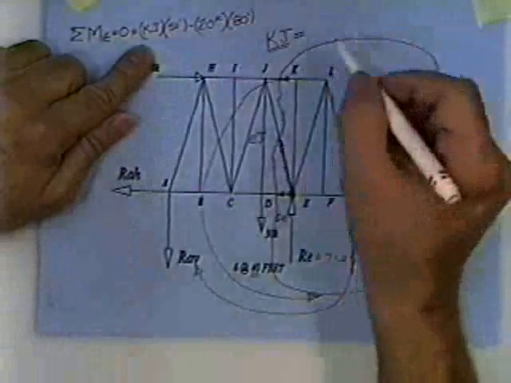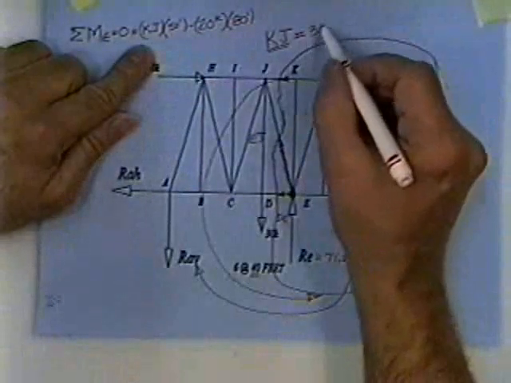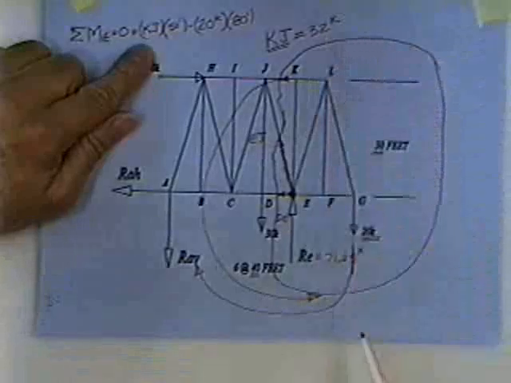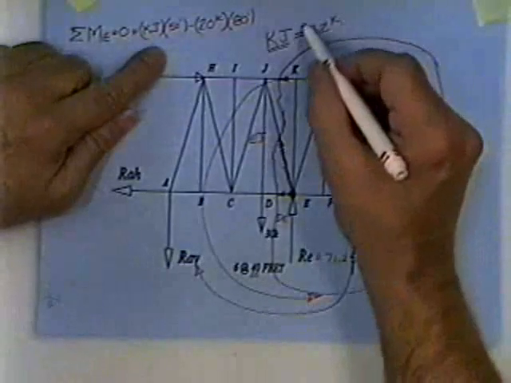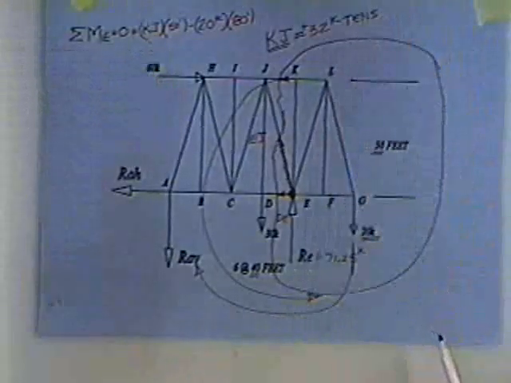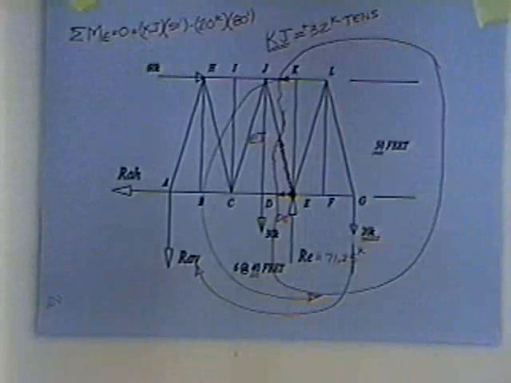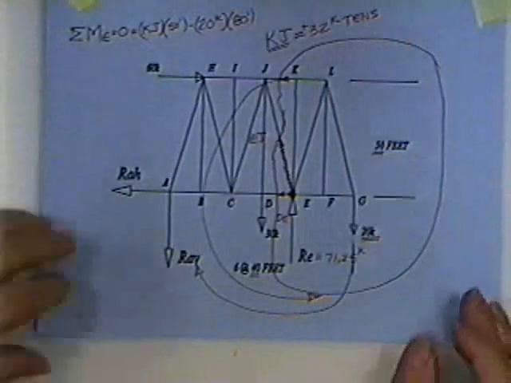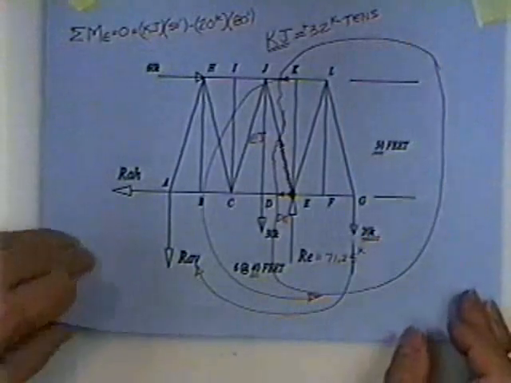And KJ, you already solved, Kelly, you said was 32. 32 kips of force, and on this side, plus, so that's a positive 32. If you get a negative answer, it says the member is truly in compression. You can get any of them that way. Easy, fast.